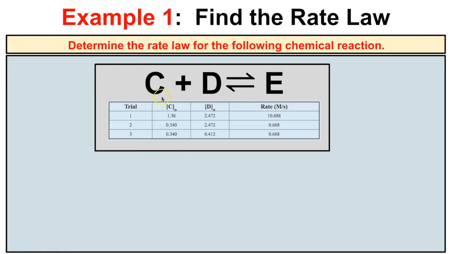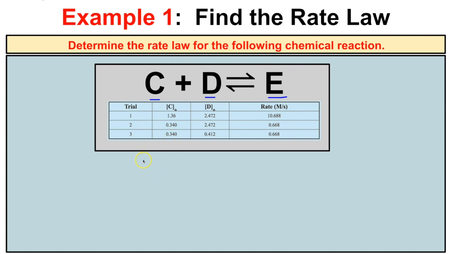In this first example, it says to determine the rate law for the following chemical reactions. So we have C reacting with D producing E, and here's our experimental data right here. It looks like we performed this reaction on 3 different occasions here. And so if we take a look, we want to write the rate law for this reaction.